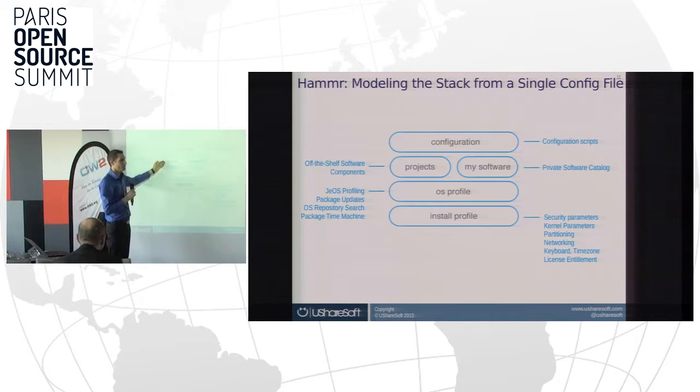So, for example, in a company like Orange, I think they want to share a version of Java, a version of maybe Eclipse. So they will do it on the project side. And in this configuration script, I have spoken about this before.